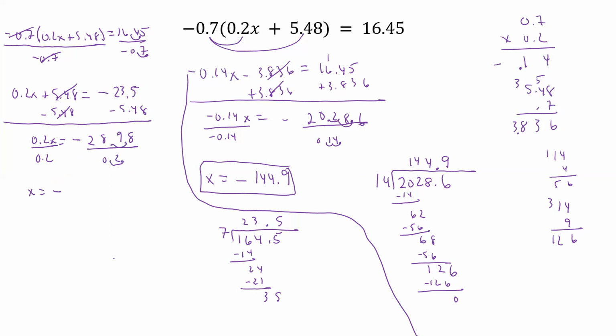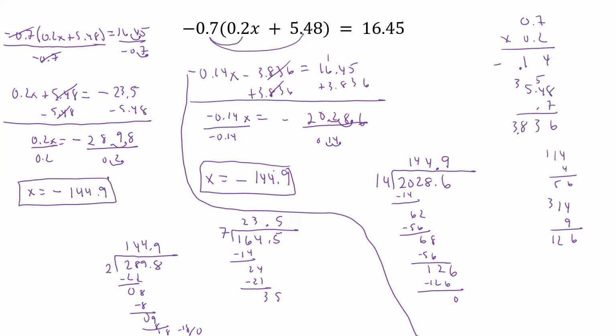So now I'm just taking 2 goes into 289.8. Well, that goes in 1. That's a 2. Subtract that. That's 0. Bring down the 8. That goes in 4. That's 8. Subtract that. That's 0. Bring down the 9. That goes in there 4. So that's going to be 8. Subtract that. That's a 1. Bring down the 8. 2 goes into 18 nine times, and that's 18. Subtract that. That gives me 0. A little not enough room, but that's okay. I still get 144.9. So either way you do it, you're going to get the same answer.